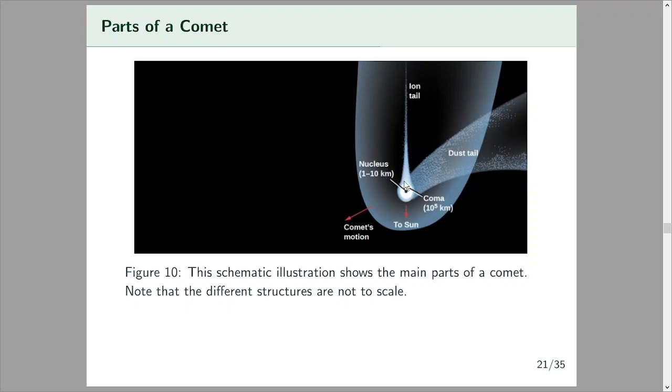You're getting some sizes here, right? This is 1 to 10 kilometers. A typical size for the coma is maybe a few 100,000 miles or 1 million miles or something like that. There's a wide range. These tails can be tens of millions or hundreds of millions of miles long. It just depends on how big the comet is and how close it gets to the sun.